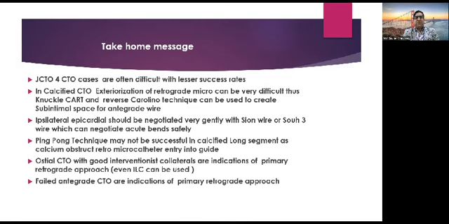Ipsilateral epicardial collateral should be negotiated very gently with a Sion or Suoh 3 wire, which can negotiate the acute bend safely. The ping pong technique may be used, but many times it may not be successful in cases of calcified long segment CTO, as calcium obstructs the retrograde microcatheter entry into the guide. Ostial CTO with good epicardial collateral is an indication for a primary retrograde approach. Even ipsilateral collateral can be used. And failed antegrade CTO is, of course, an indication for the primary retrograde approach.